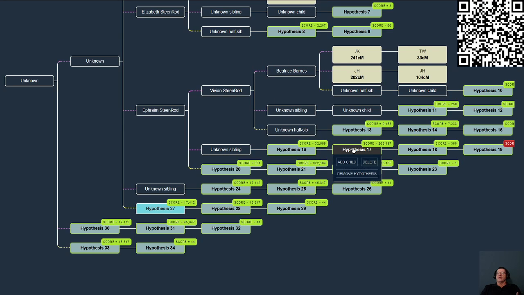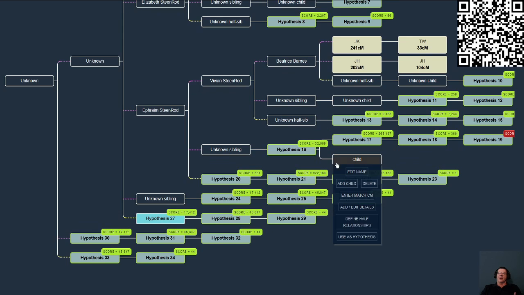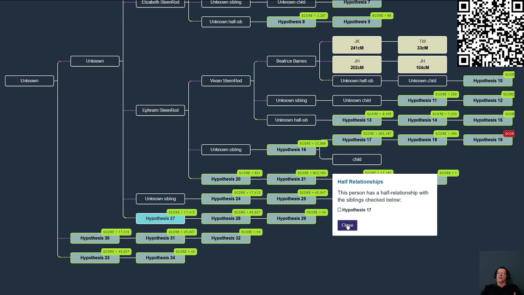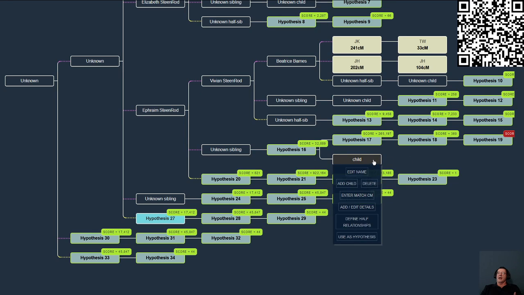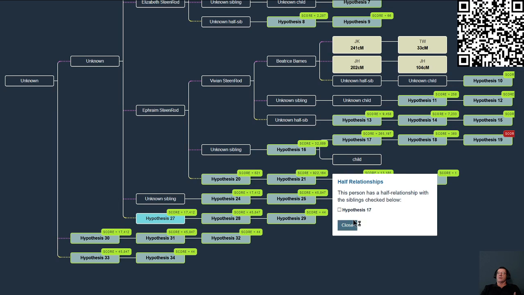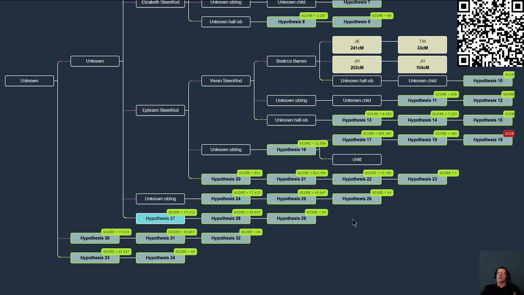Here was the person that was the one we're looking for. We came up here and we had a half kinship to hypothesis 17, and then they had, whoops, the half relationship didn't take there. There we go.